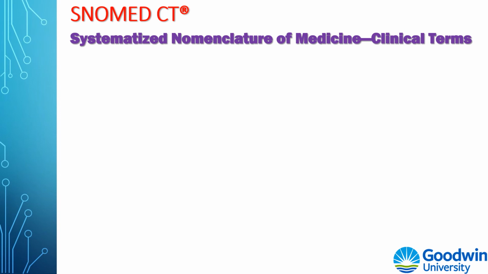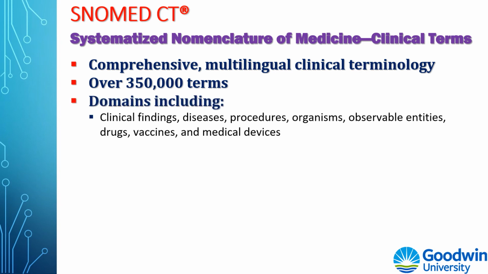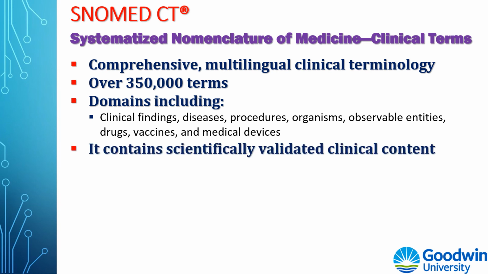So systematized nomenclature of medicine clinical terms. So this is really important. It's comprehensive, it's a multilingual clinical terminology sort of dictionary. I think that's really a good way to put it. It's got over 3,500 terms in it and includes domains of clinical findings, disease, procedures, organisms, observable entities, drugs, vaccines, and medical devices, which means the list is growing because every day there's new drugs, new vaccines, and new medical devices. And of course, they have to be approved, but they enter that lexicon.